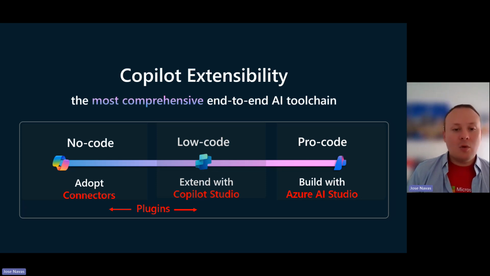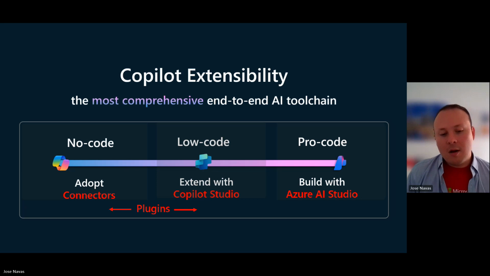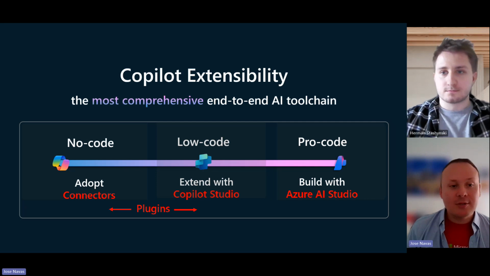If you need to customize those connectors a little bit, or you don't see a connector in those libraries, then you can go the low-code way, which Mark is going to talk us through more later. And if you want to customize even more, you might have to go to Azure AI Studio or other platforms. So with that said, I'm going to pass it over to Herman to talk more about extensibility in detail.